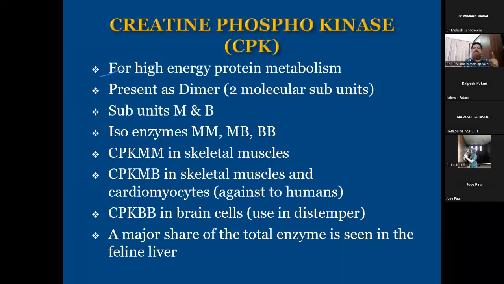CPK MM is widely distributed in skeletal muscles. CPK MB is widely distributed in cardiomyocytes. That is why in human heart attacks, what is happening? It is not like the heart attack in the dog. Heart attack in the dog and in humans are entirely different. In humans, we get the heart attack due to blood vessel occlusion. That is ischemic heart disease. That is the main cause of heart attack in human beings. But that is not the story in dogs.